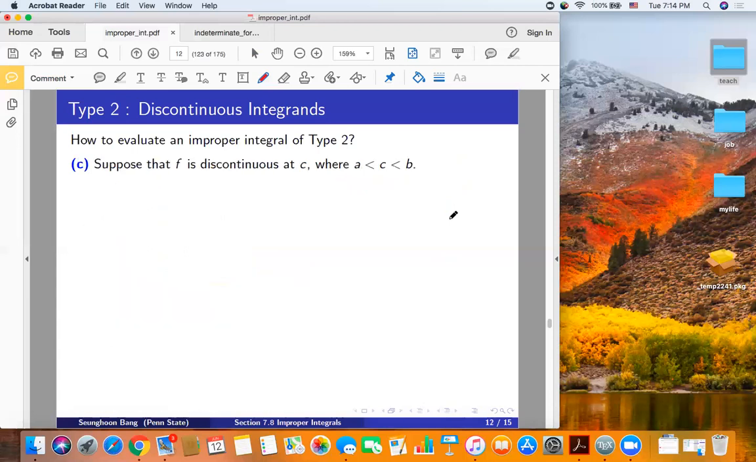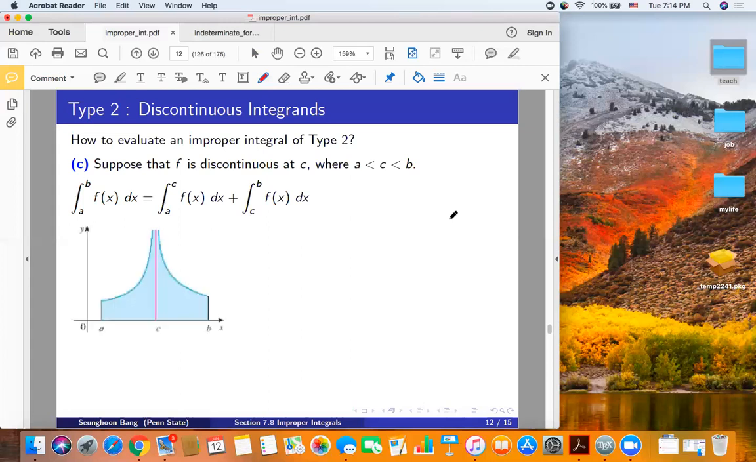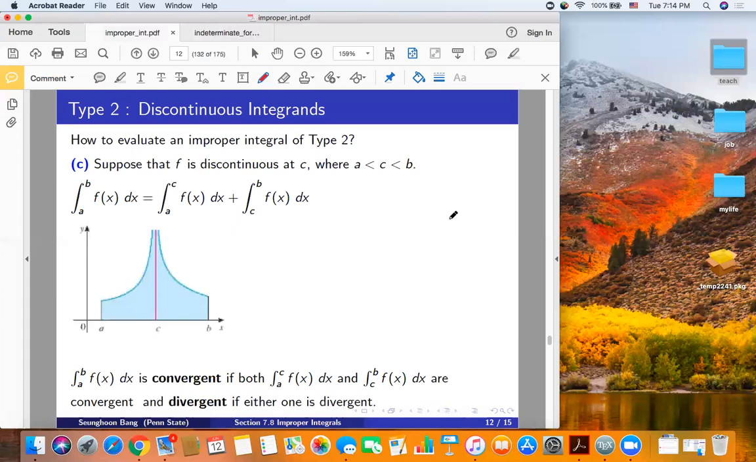The third one: suppose that f is discontinuous at c, where c is between a and b. How can you do that? You can split it into two improper integrals, the integral from a to c and the integral from c to b. So this is the idea. You can split it into two improper integrals. Convergent means both are convergent. Divergent means either one is divergent, the same thing. So here, this is convergent and this is also convergent.